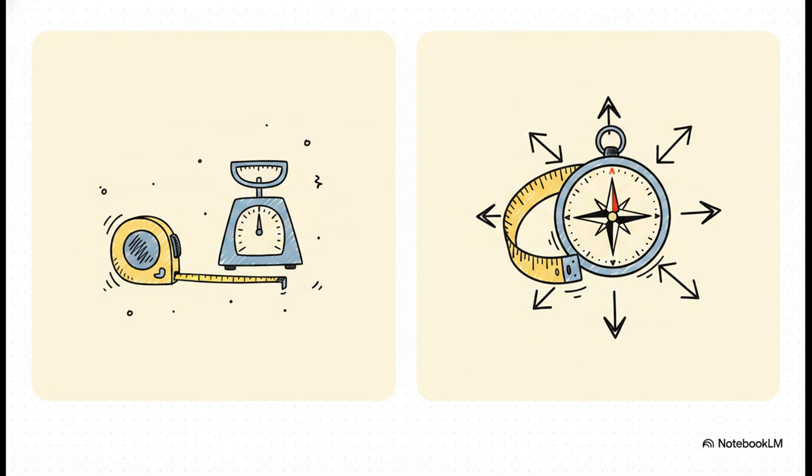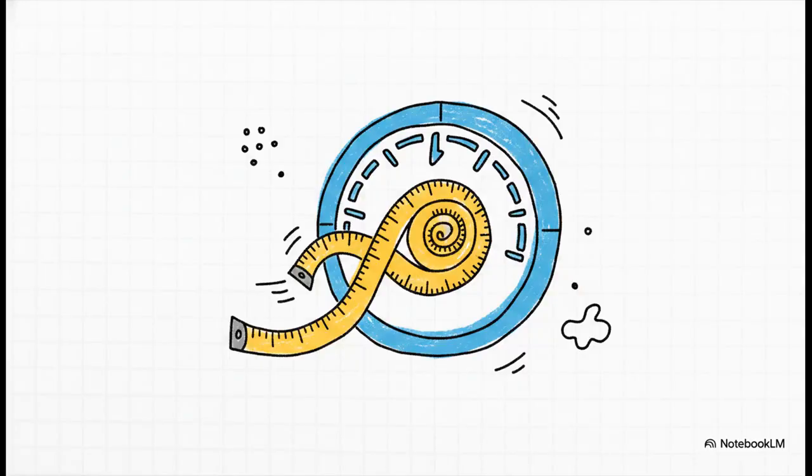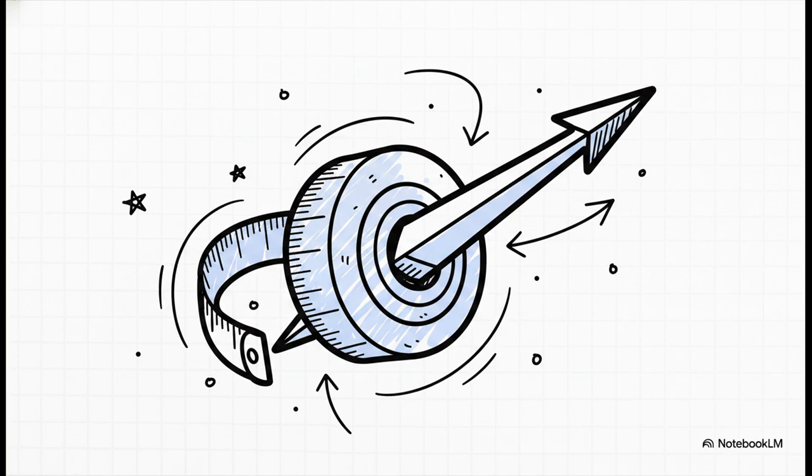Now, in physics, we group these using two real game changers, scalars and vectors. Distance is what we call a scalar. Why? Because it only needs a number, or magnitude. Displacement, though, is a vector. It demands both a magnitude and a specific direction.